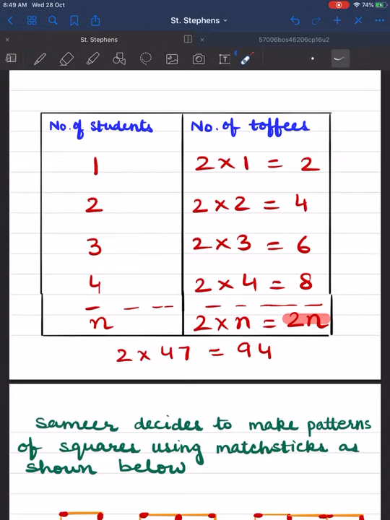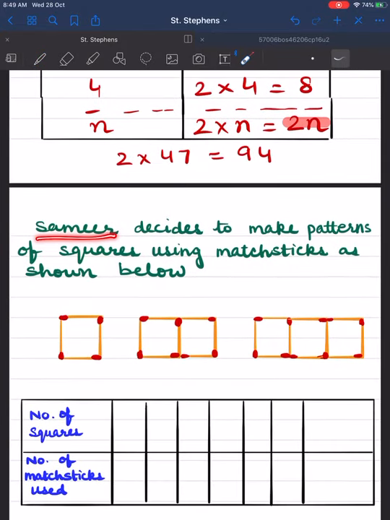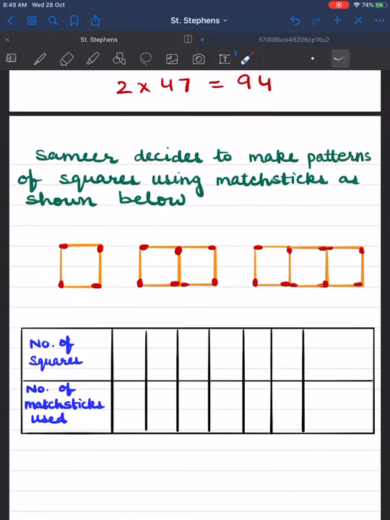Now let's consider another example. Sameer decides to make patterns of square using matchsticks as shown below. And we want to generalize the rule. Now we will make two rows. In one we will write number of squares and in the other we will write number of matchsticks used. Now if we have one square, the number of matchstick used by Sameer is 4. So we write here, for one square, number of matchsticks used is 4.